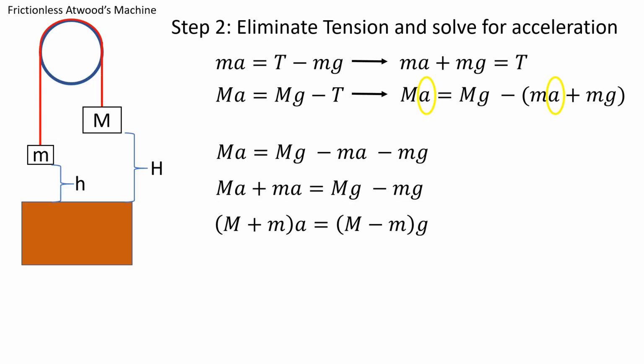And if we factor out the a and the g on either side, we can arrange for a equals big M minus little m over big M plus little m times g. So this is the first answer. This is the acceleration of both masses.